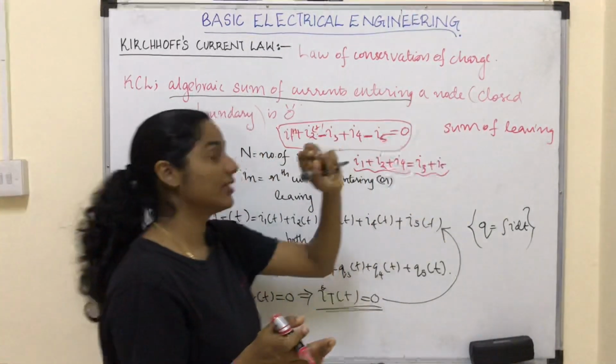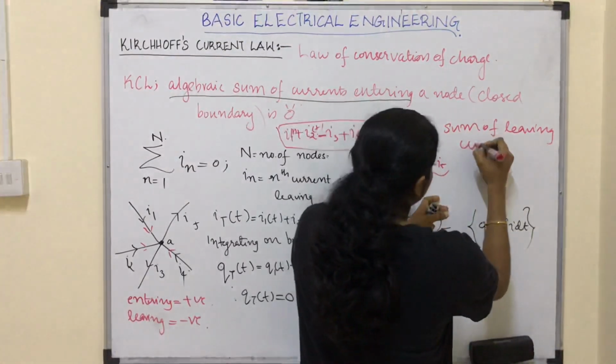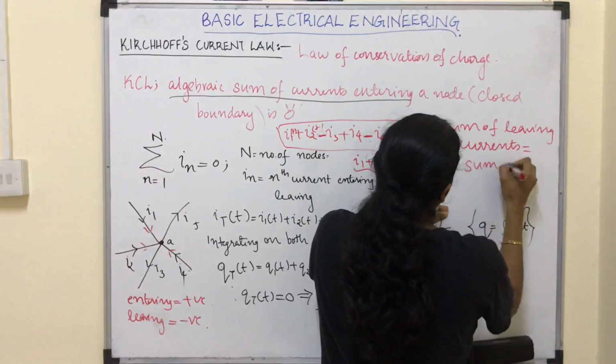KCL states that the sum of entering currents is equal to the sum of leaving currents, right?